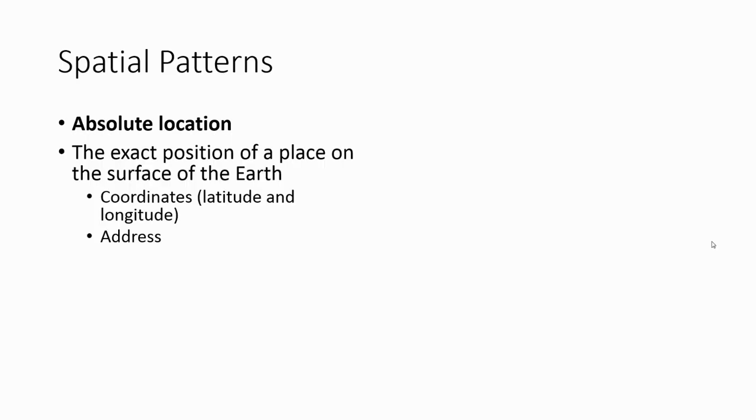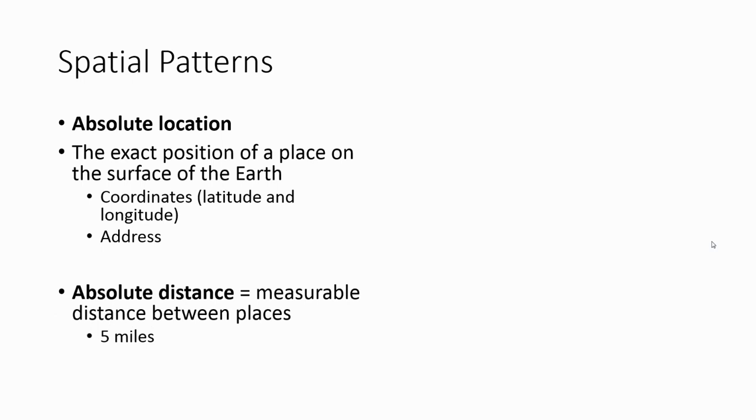Other types of spatial patterns relate to location and distance. So throughout the year, we'll refer to absolute location. We'll talk about where exactly is a particular place. And so where can you get the exact amount? Well, think about nowadays we have GPS to get exact places. That's like your coordinates. GPS utilizes latitude, longitude coordinates. But an address is also an exact position.